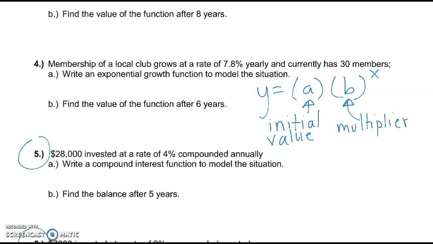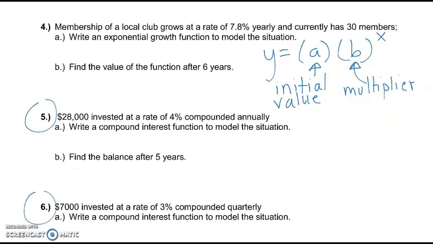All right, so let's take a look at number 5. It says $28,000 is invested at a rate of 4% compounded annually. So that just means it earns 4% each year at the end of each year. So we're going to write our equation. Let's fill in the pieces. I know that my initial value is going to be 28,000, but let me take a look at what my multiplier is going to be.